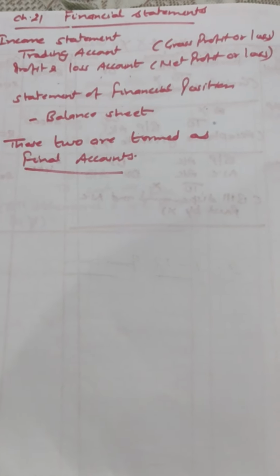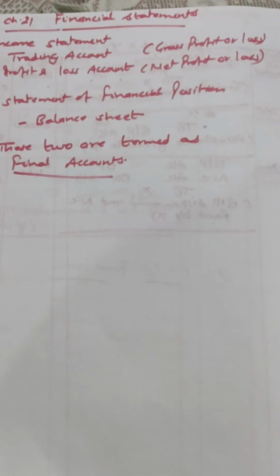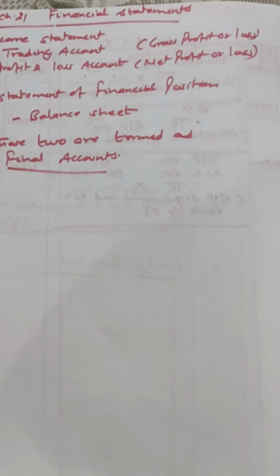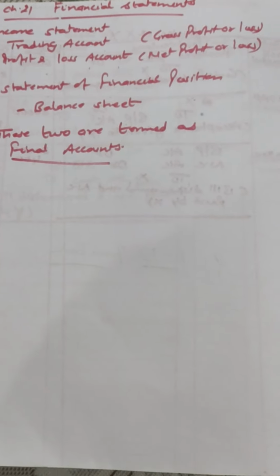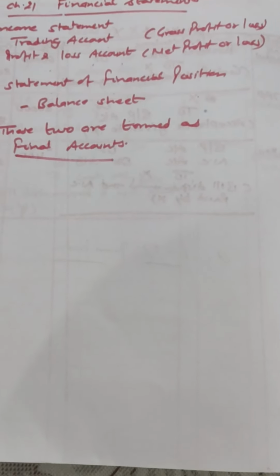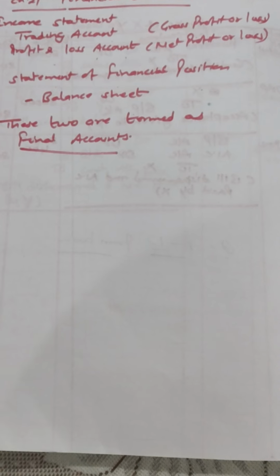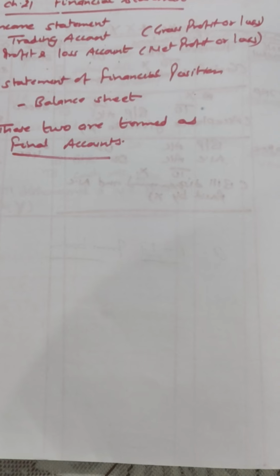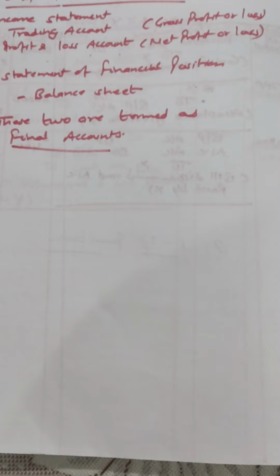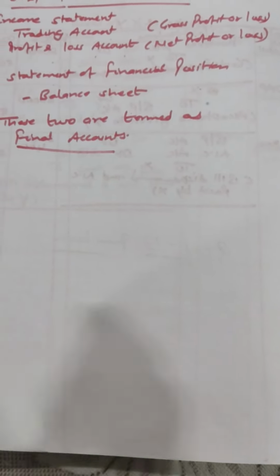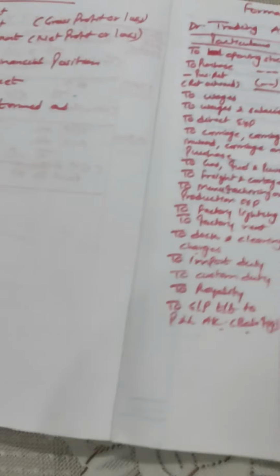Under income statements, we prepare trading account. With the help of preparing trading account, we come to know about gross profit or gross loss of the business. Profit and loss account is also made under income statement, and with the help of this we come to know about net profit or net loss of the business. And the second type of financial statement is the statement of financial position of the business, and for this balance sheet is made, and these two are termed as final accounts of any business undertaking.